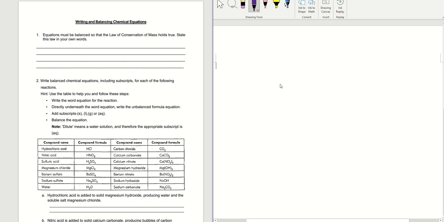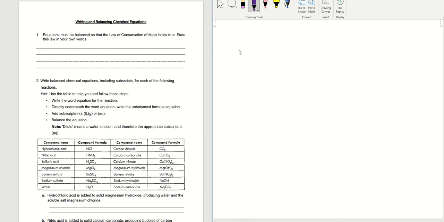My name is Mr. Wong, and we are looking at writing and balancing chemical equations. So, the slight difference between this lesson and the previous two lessons is we're focusing on writing the equations as given to us from the word equations rather than being given the symbols to begin with. So, let's just start off.